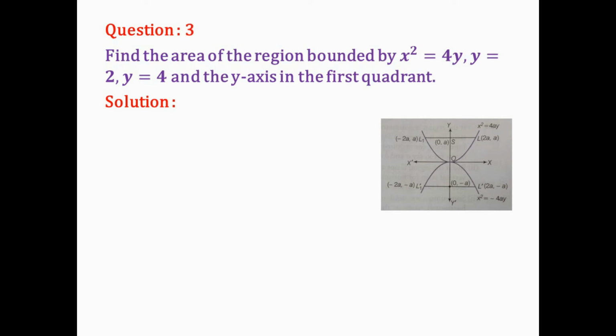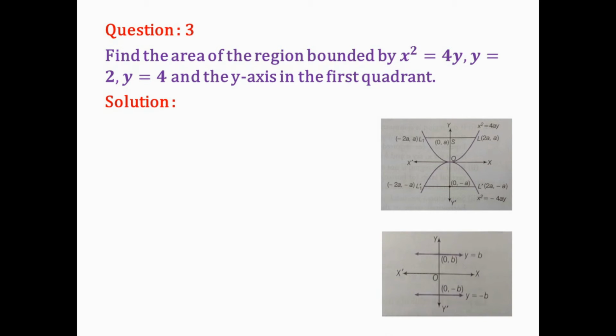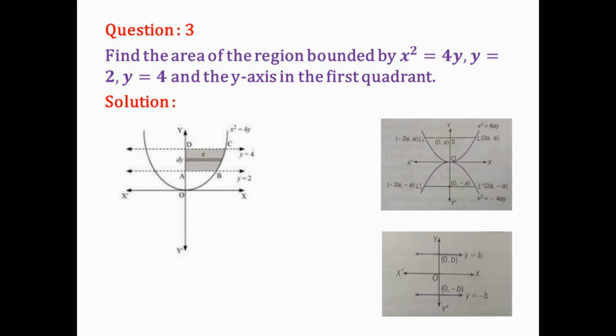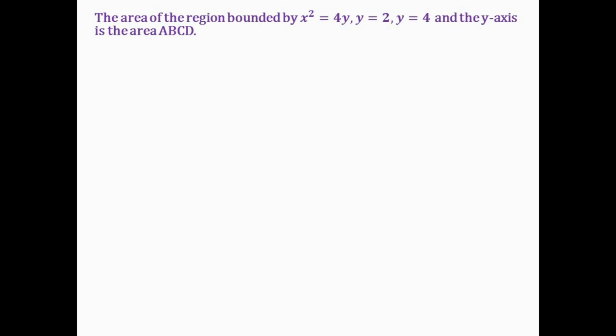And y is equal to 2, y is equal to 4, they are straight lines. And that y is equal to 2 and y is equal to 4 will be taken as limits. Now you have to combine the parabola that lies above and the y-axis line so that you will get a diagram like this. Now the area of the bounded region is ABCD. You have to find the area of the bounded region because they have asked for the first quadrant. So you have to take the area in the first quadrant only. So the area is ABCD.